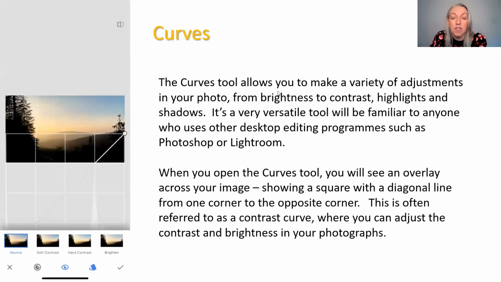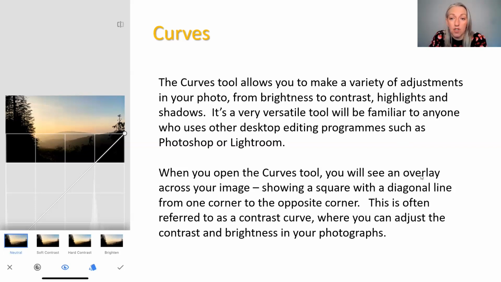Curves then is another option which I use a lot. So we touched on the HDR option. If you find that it's giving you very artificial looking results, I tend to then pop into curves instead. So curves is a tool that allows you to make adjustments to your photograph from brightness to contrast and to adjust the highlights and the shadows. And it's a very versatile tool in photography in general. It's one of the first things I was showing in terms of editing for my images, not just my smartphone photos. And you can use it in any desktop editing program such as Photoshop or Lightroom.